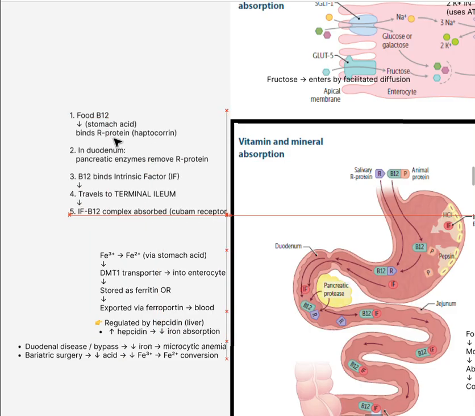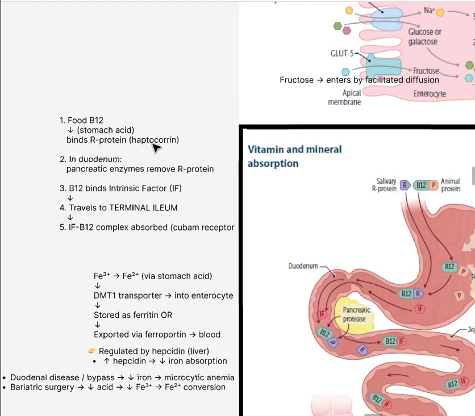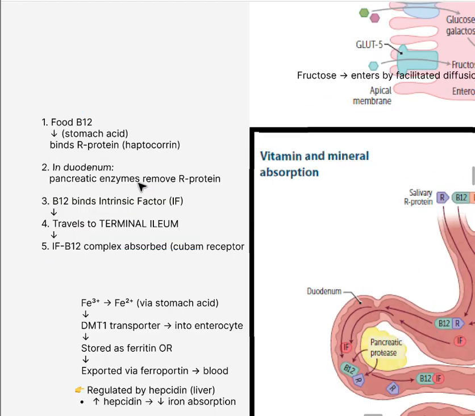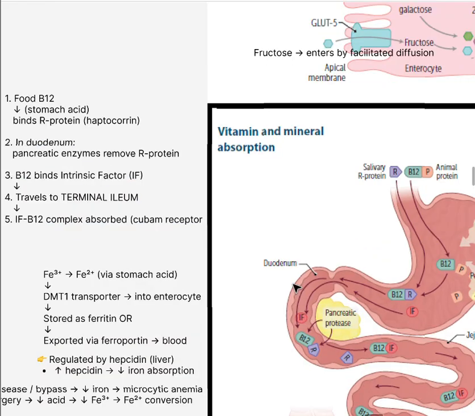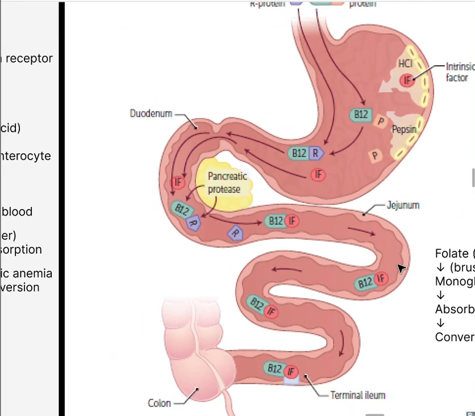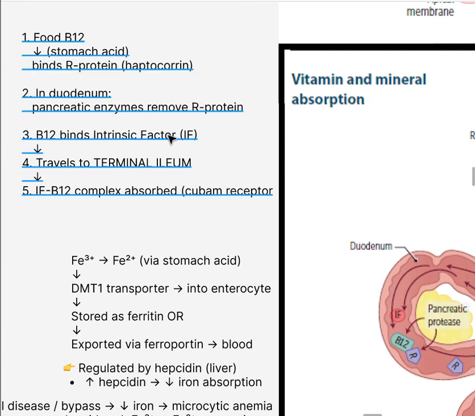So the B12 in the food is absorbed with the stomach acid in the stomach. It binds to the R protein. It's called haptocorrin. And then in the duodenum, the pancreatic enzymes remove the R protein. Can you see that the R protein is removed in the duodenum and the B12 is attached with it? So the B12 binds intrinsic factor and travels to the terminal ileum, right?